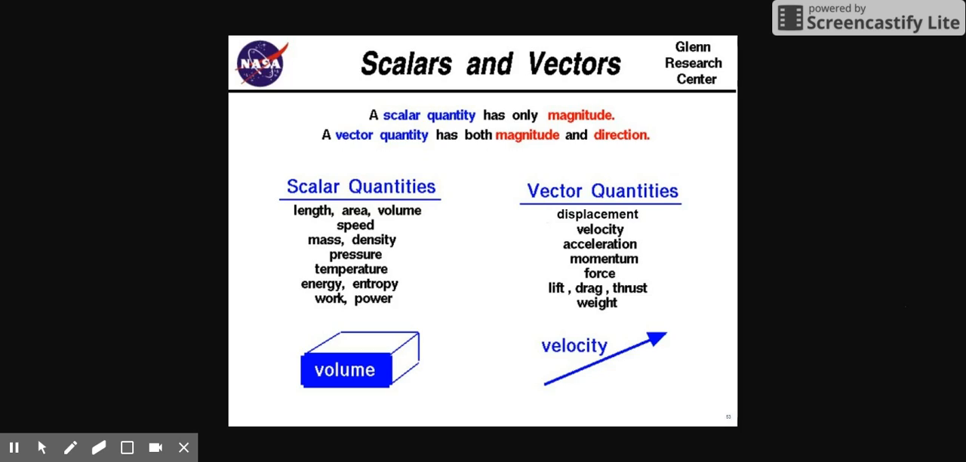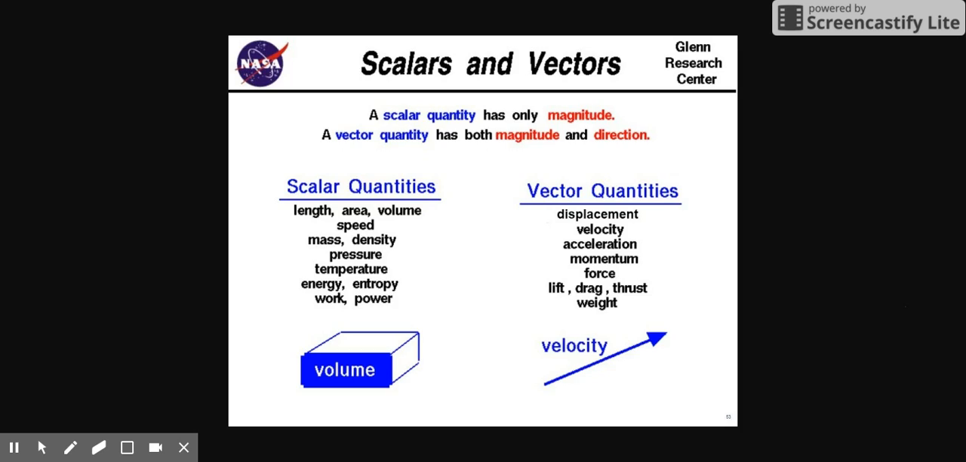Now our vector quantities have to include direction. Displacement is the vector quantity. You would typically say distance, but that's our scalar quantity. Velocity, which is different from speed because it includes direction. Acceleration, how fast you're changing speed, or if you're changing direction. Momentum, that's going to be a quantity of motion that we talk about.